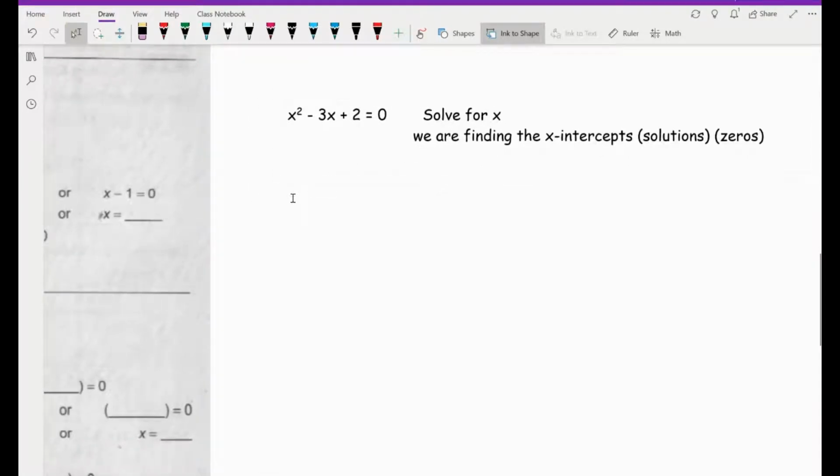The first step we're going to review is we're going to use this method here where we multiply the first number and the last number. It's called splitting the middle. We're going to find the factors of the first term times the last term.